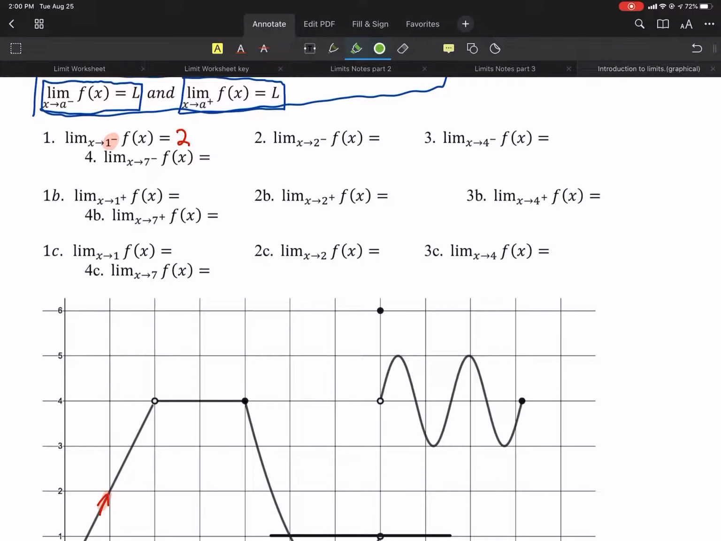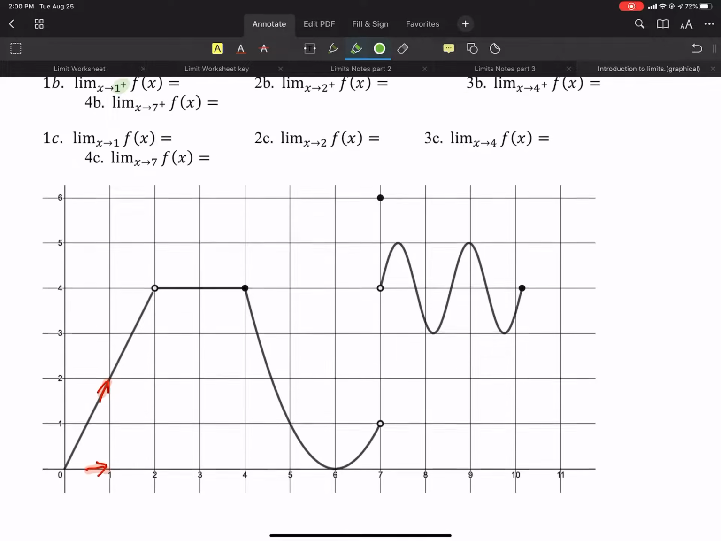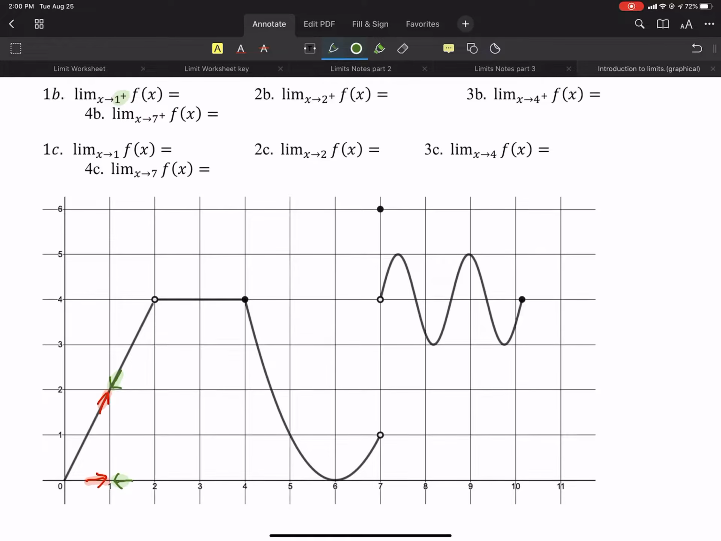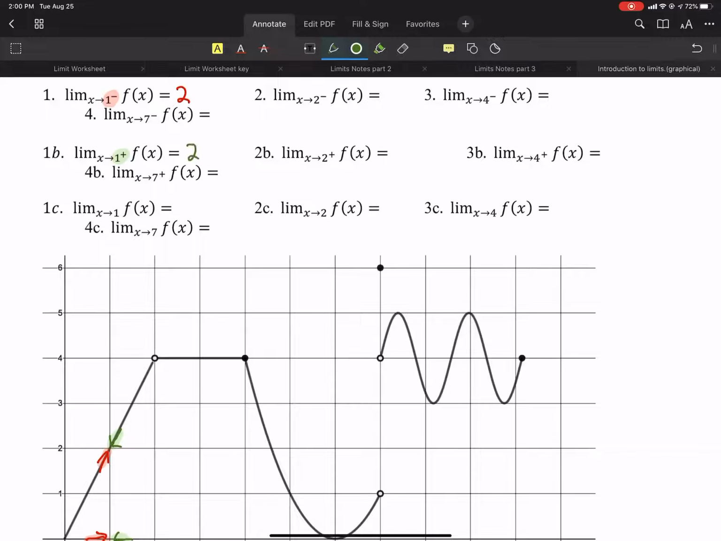Okay. I'm approaching 1 from the right. So that means I'm on the right side or over here. So I approach from the right, but to see what the y value gets close to, I need to be on the graph. And clearly, as I get closer and closer to 1 from the right, the y value gets close to 2. So that is a 2.